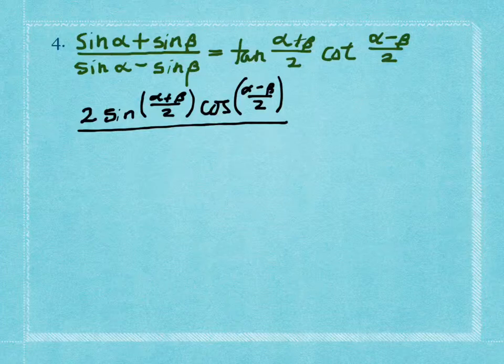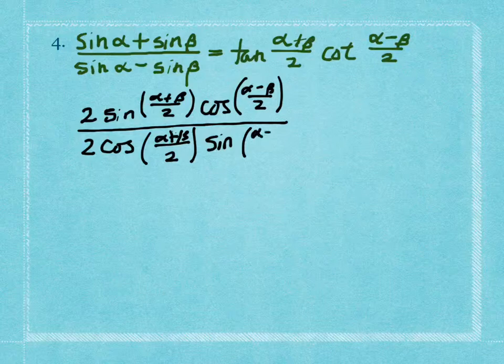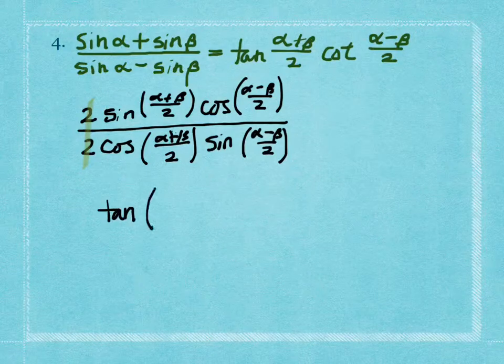And all of that is over 2 cosine, and I have alpha plus beta over 2, and sine of alpha minus beta over 2. Okay, so of course my 2's eliminated themselves immediately. And the angles here match, right? So I've got alpha plus beta over 2, alpha plus beta over 2, the first sets of them. And sine over cosine, just like on the last slide, is actually tangent. So this is tangent of this matching angle, which is alpha plus beta over 2.